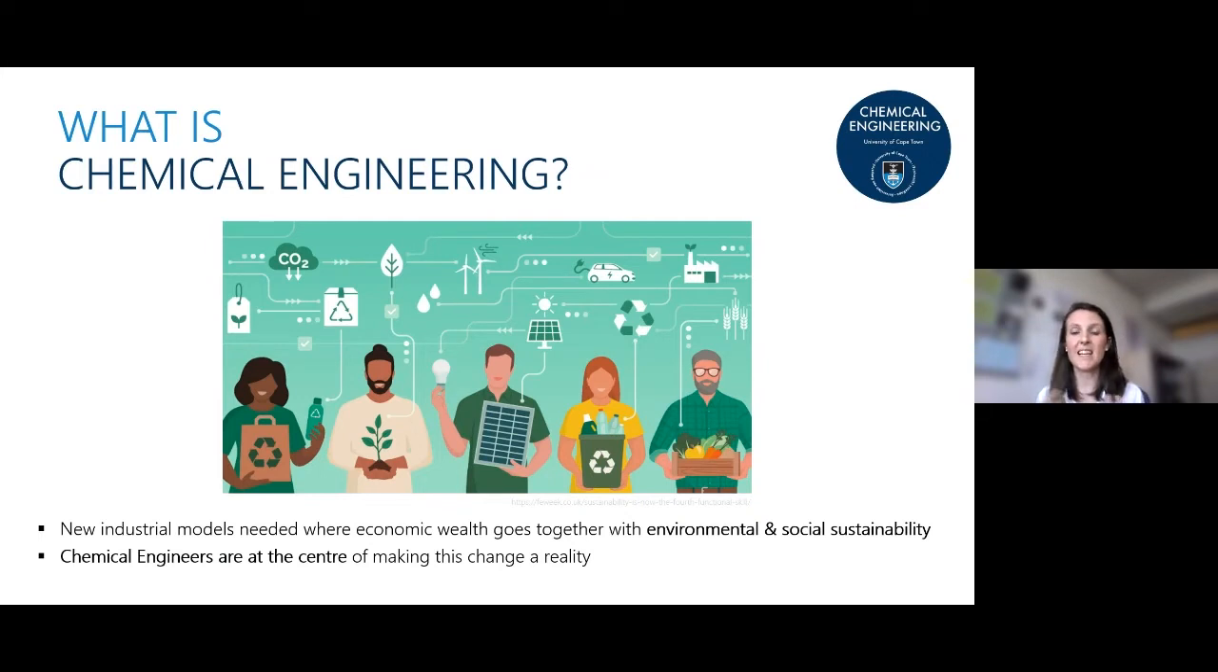Now, what makes chemical engineering a really exciting space to be studying and working in at the moment is the fact that we are in a position where new industrial models are needed at the moment, because we're in a situation where we've got our climate emergency. We're realizing that our raw materials are not infinite, they are finite, and we need to make sure that we use them as effectively as possible, or in some cases find alternative materials, and that means adapting our production processes. And so we want to get to a point where we've got the balance of the economic wealth need being held in parallel with environmental and social sustainability needs. And chemical engineers are at the center of making this change a reality. So defining what we need to produce, how we produce it, and what we produce it from. Chemical engineers are key to all of those decisions.